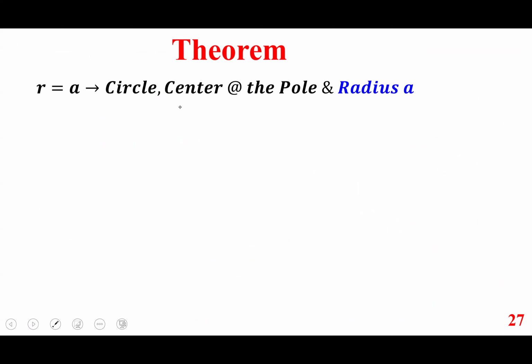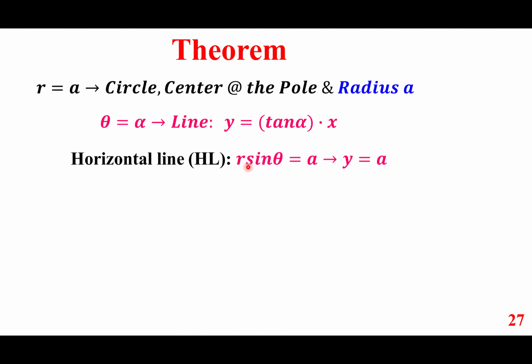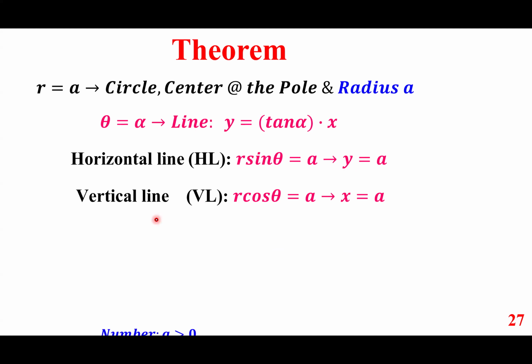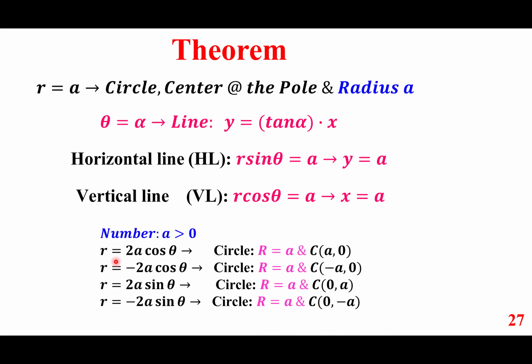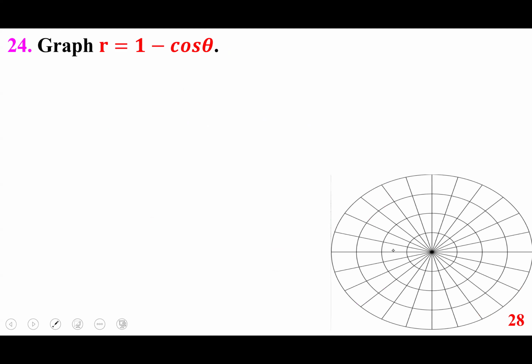Reminding you that r equals a is a circle centered at the pole with the radius a. Theta equals alpha is a line, y equals tan alpha times x. If you have r sine theta equals a, y equals a, it's a horizontal line. If you have r cosine theta equals a, x equals a, it's a vertical line. And all of this, r equals plus or minus 2a cosine theta or plus or minus 2a sine theta, those are circles with the radius a, with various locations as far as the center is concerned.